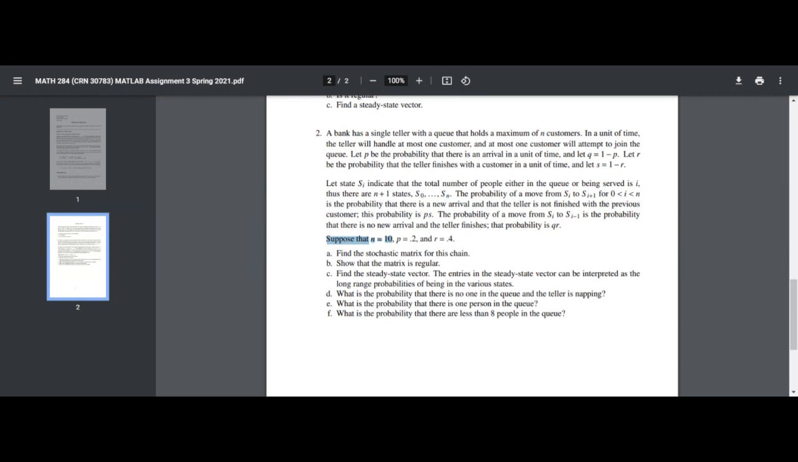Let me ask you, what's the minimum number of people that can wait in line? The maximum is 10. What's the minimum? Who thinks they can offer that? That's right, good, Benjamin. 0. So how many states are in this matrix?